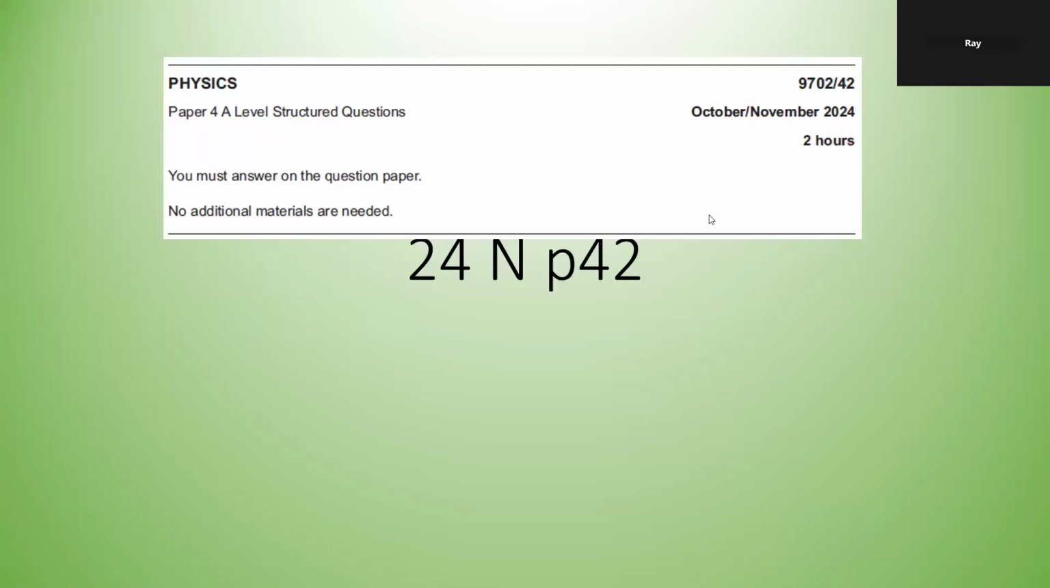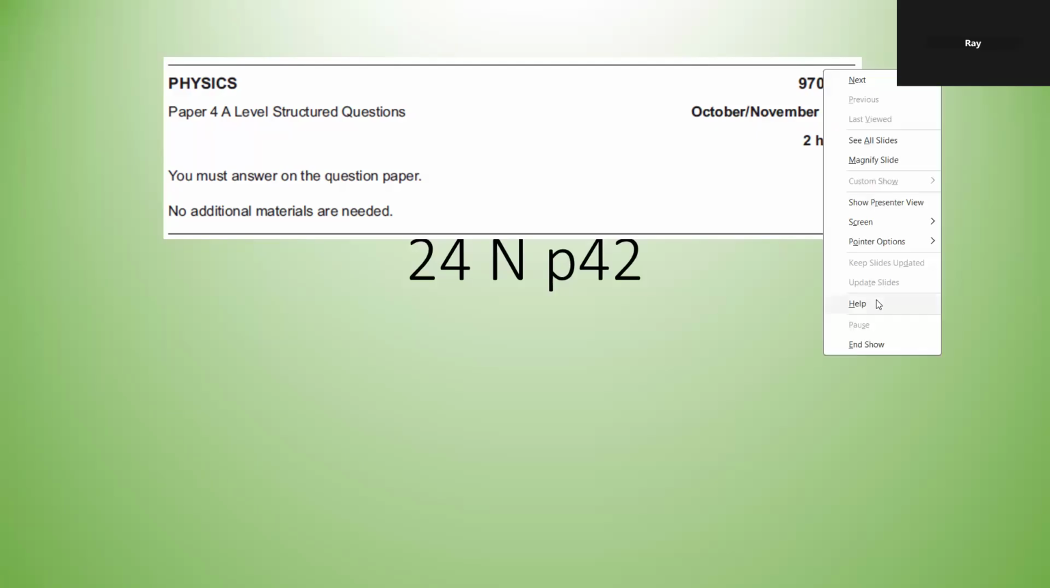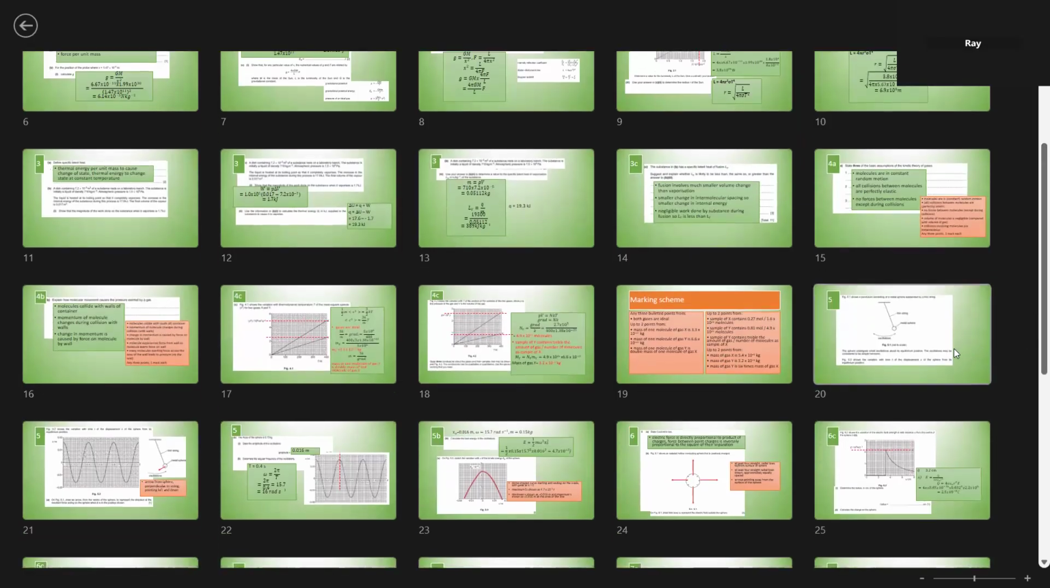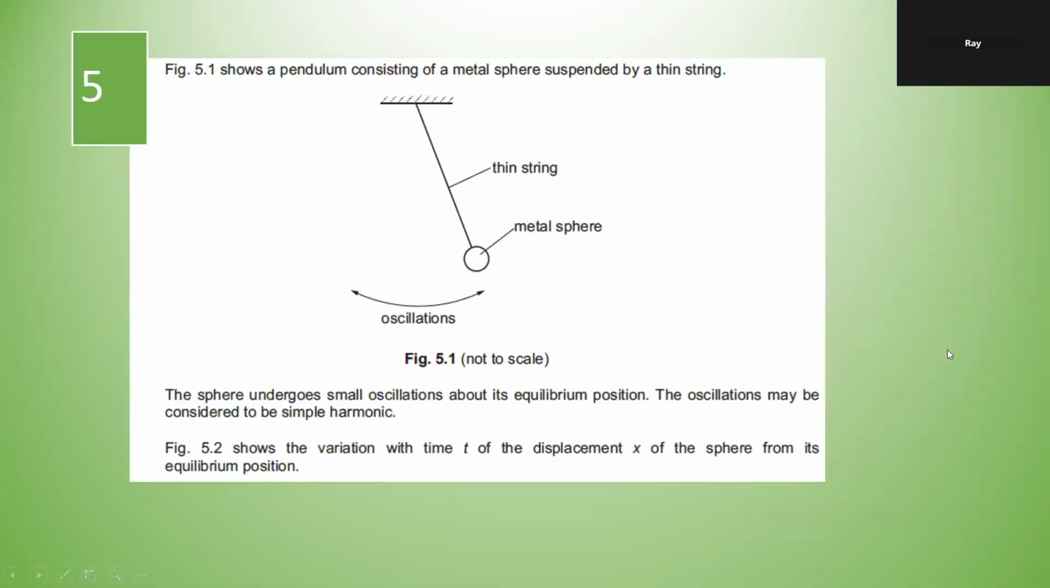We are carrying on with our October-November 2024 paper 42. Right, we are at number 5. Okay, where figure 5.1 shows a pendulum consisting of a metal sphere suspended by a thin string. Thin string means there's no weight lah.